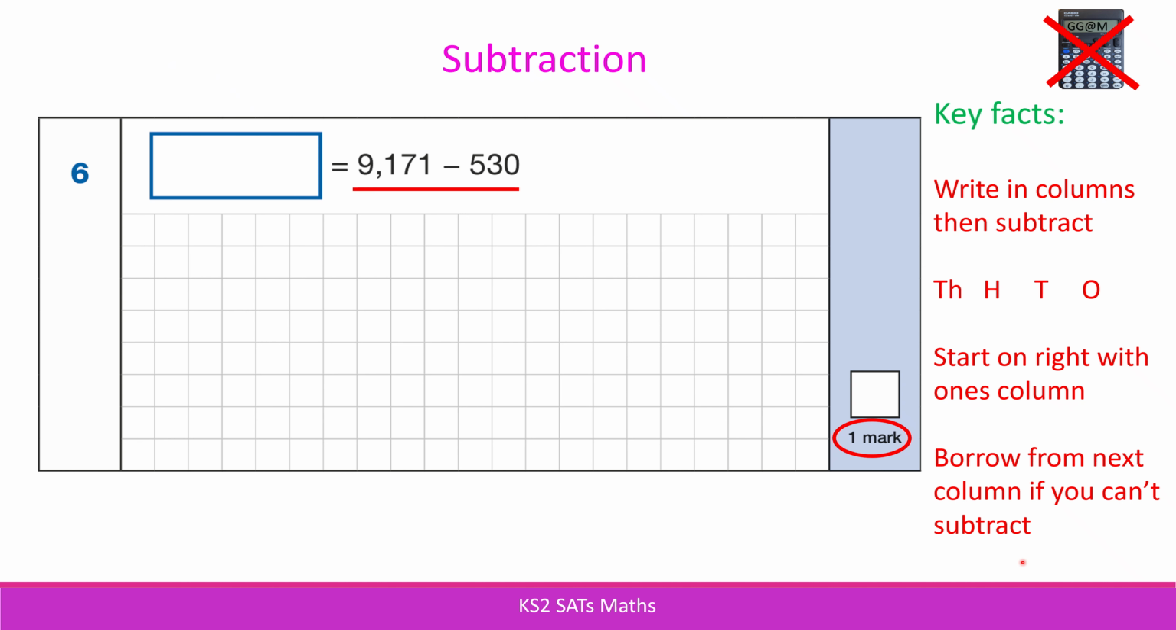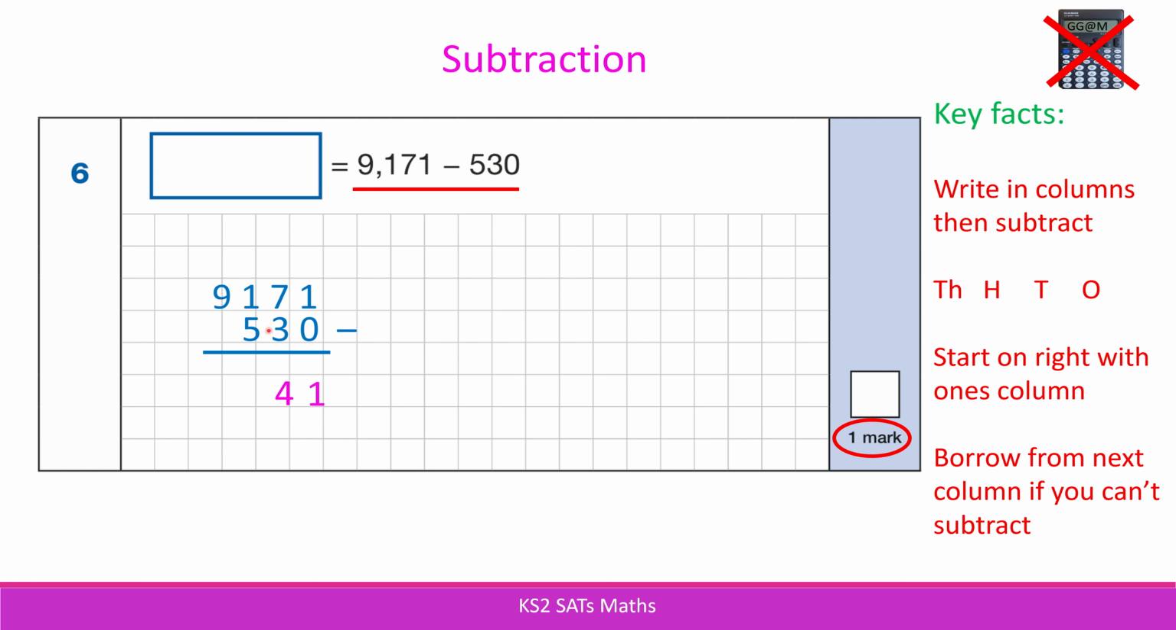Fantastic. So hopefully you've managed to come up with an answer. So to start with, we're going to write it out in column notation with the thousands, the hundreds, the tens and the ones all above each other, and we're going to start on the right hand side. So a nice easy start because we've got 1 take away 0, which is just 1. Then I've got 7 take away 3. If you count on from 3 to get to 7 is 4. So 7 take away 3 is 4.